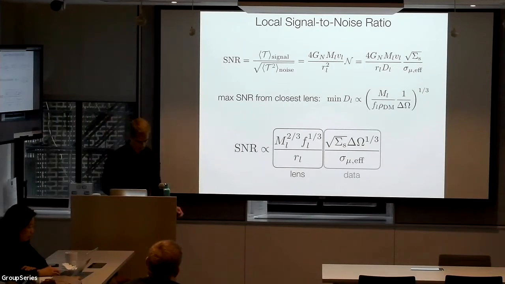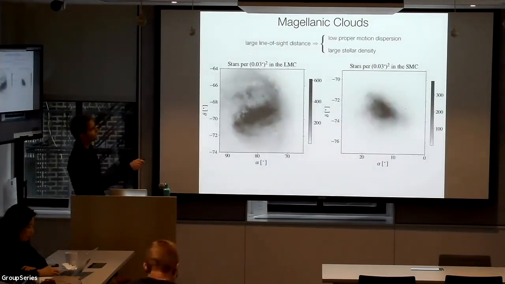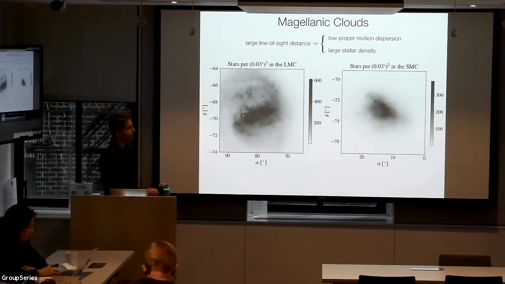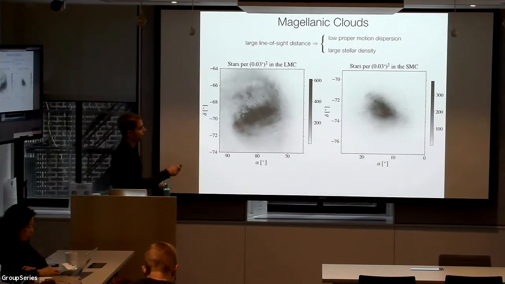Okay, good. So that's what I just said before. Because they're far away, the Magellanic Clouds have low proper motion dispersion, and they have large stellar densities. So this is the sample we use, roughly a 10 by 10 degree patch on the LMC, and a little bit smaller for the SMC.